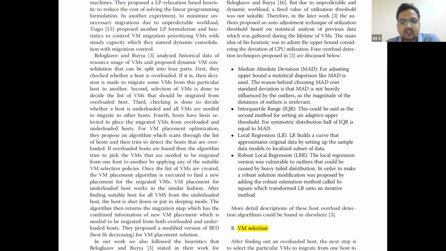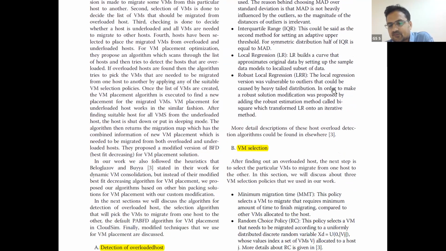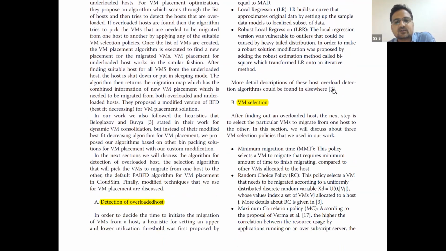Local regression and robust local regression. You might have seen these algorithms in your machine learning course, right? So these are the ways by which we are identifying whether overload situation has happened or not. So VM placement, overload detection, and the third set of algorithms is whom do we migrate? Which VM should be migrated? There can be some set of algorithms.